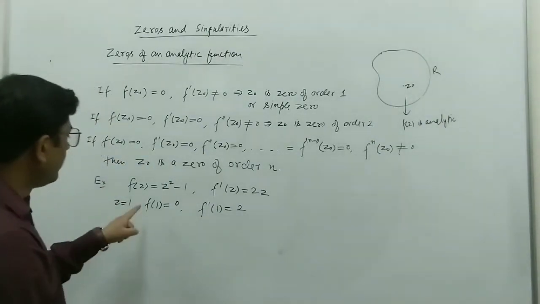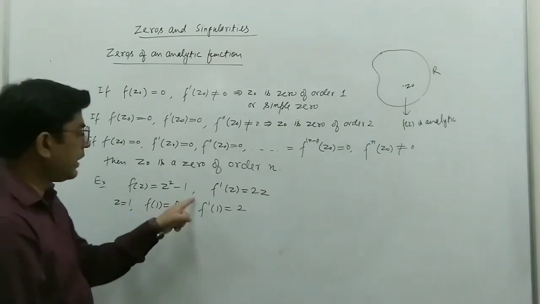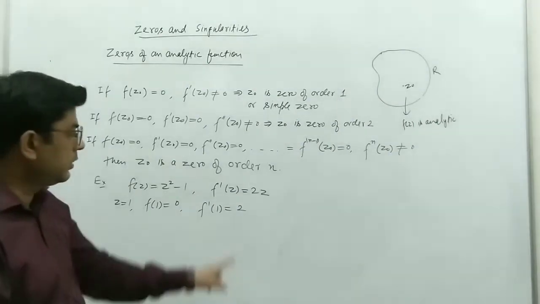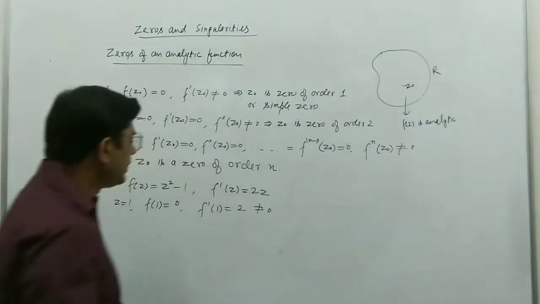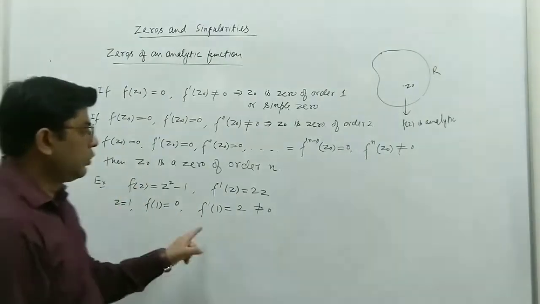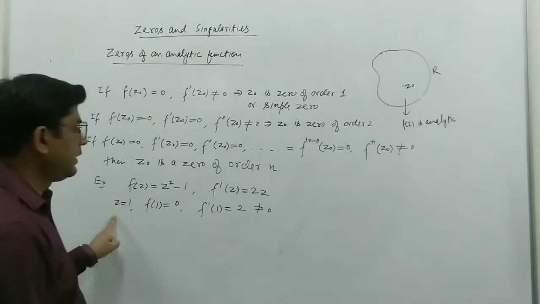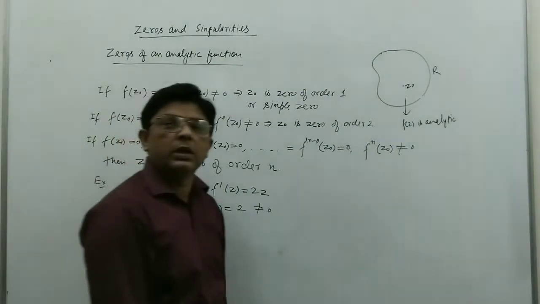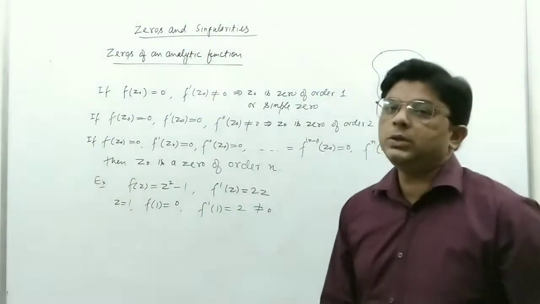Because when we put z equal to 1 in this function, we get 0, but when we put it in the first derivative, we do not get 0. This is non-zero. It means z equal to 1 is a 0 of order 1. And similarly, we can say that z equal to minus 1 is also a 0 of order 1 or simple 0. So zeros of order 1 are called simple zeros.